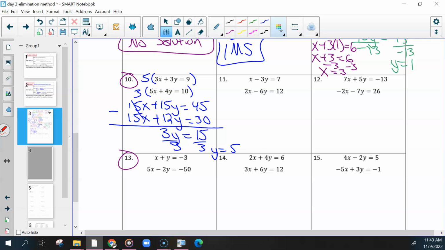So let's say I put this into the very first one. So 3x plus 3y equals 9. 3 times the 5 in place of y. We have 3x plus 15 equals 9. It's getting a little hard to see, sorry. Subtract 15 on both sides. And then divide both sides by 3. So x equals -2, y equals 5, and that would be our answer, our solution.